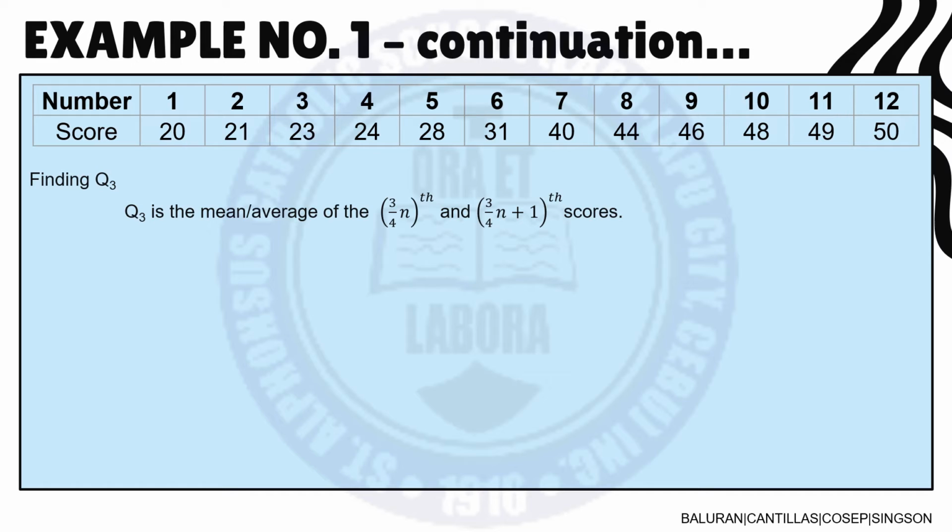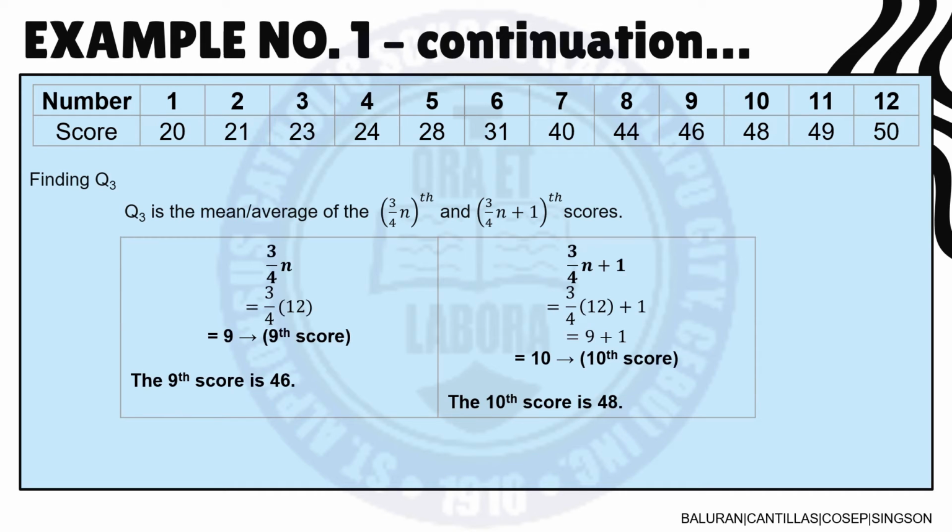So for the third quartile, the third quartile can be solved using the mean or average of 3/4 times n and 3/4 times n plus 1. So we have 3/4 of 12 is 9. So from the given data, the ninth score is 46.